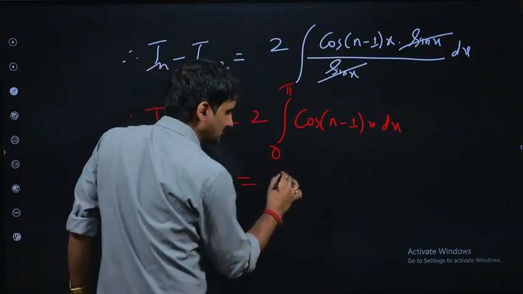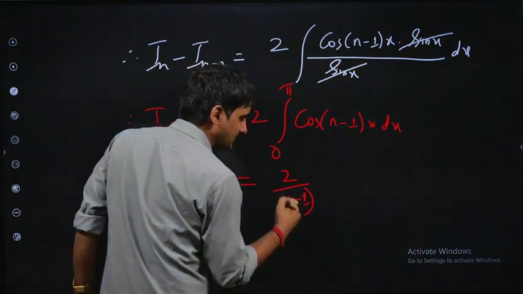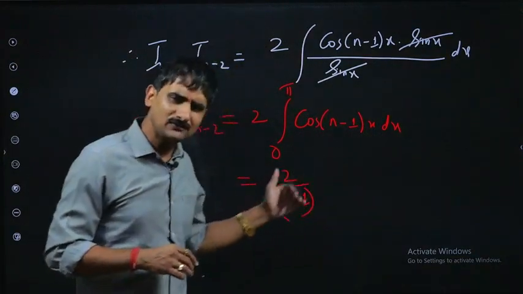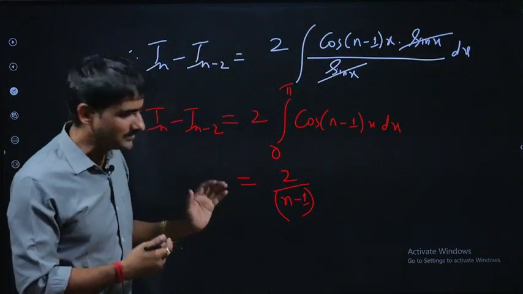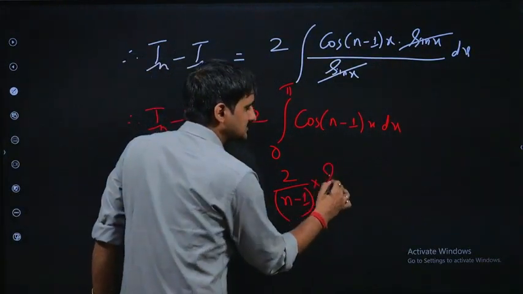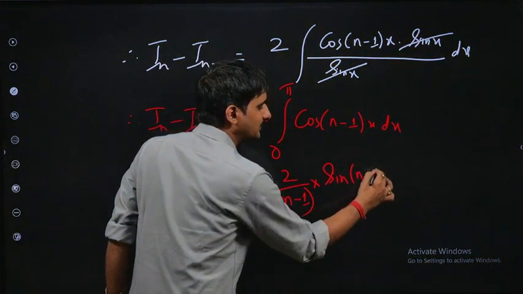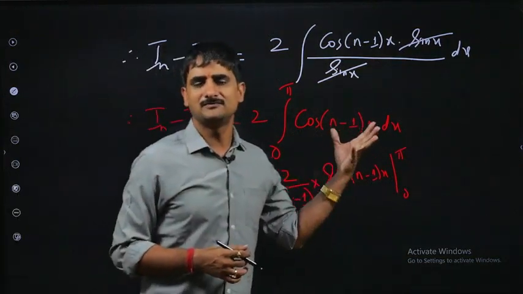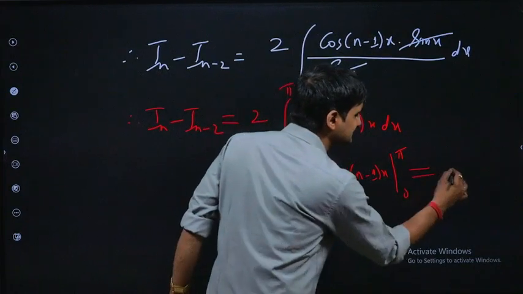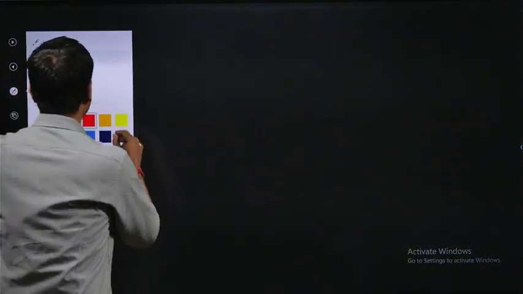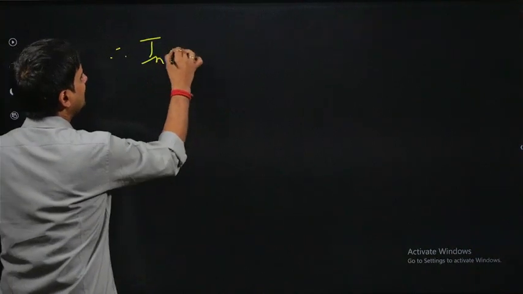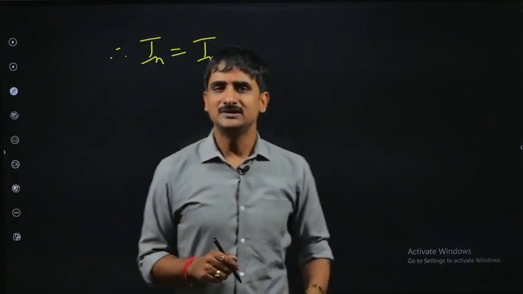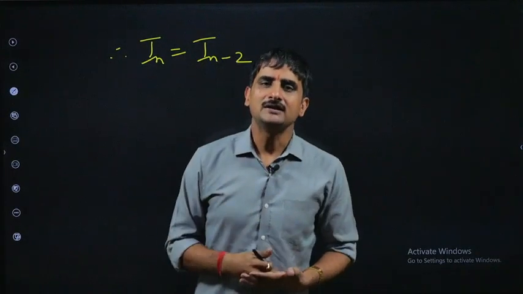So you will be writing it as 2 over (n minus 1), and since the variable of the integral is being multiplied by a constant n minus 1, that will appear outside as a product in the denominator. Then it's sine of (n minus 1) times x from 0 to pi, and we know sine of any multiple of pi is 0. So that's 0. So what do we get here? We got I_n equal to I_(n minus 2) for any natural number, be it an odd number or an even number.